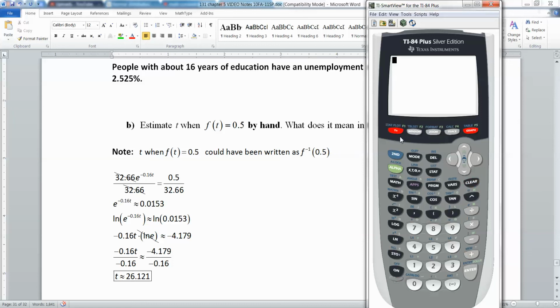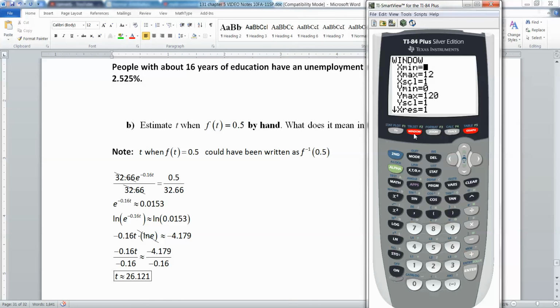Let's see. If I go to y equals, and I clear out my old equation, I don't need to plot one on because I didn't put this data in, right? I'm going to type my equation, 32.66 times e to the, and if you have the old system, better do parentheses, negative 0.16x, close parentheses. This system technically doesn't need it up there in that superscript, but I'm going to put it in anyway so you guys don't get confused. And I wanted to know when this was equal to 0.5, right?